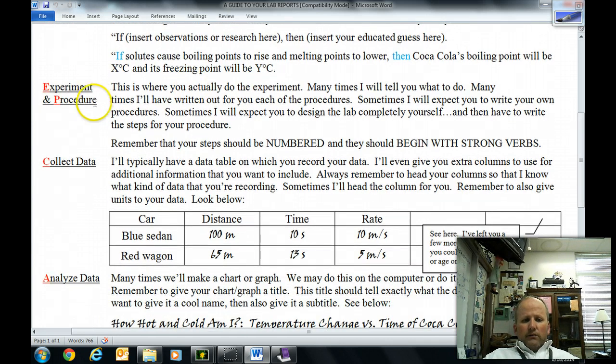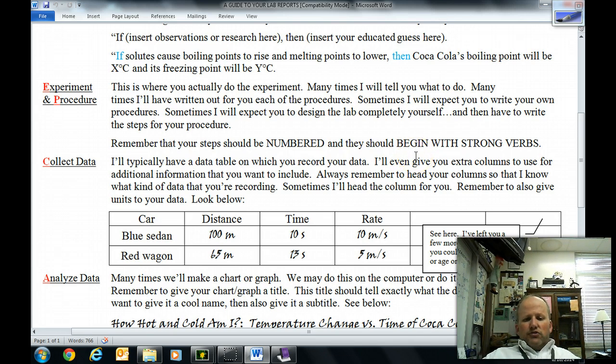In an experiment and procedure, the big thing you need to understand is they're one and the same. We do an experiment by following a procedure, and you may need to write a procedure at some time. So this is where you actually do the experiment. Sometimes I'll tell you what to do, and sometimes I'll actually write out your procedure for you, but sometimes I'm going to have you write the procedure. Sometimes you may completely design the lab yourself and then write the steps of a procedure.